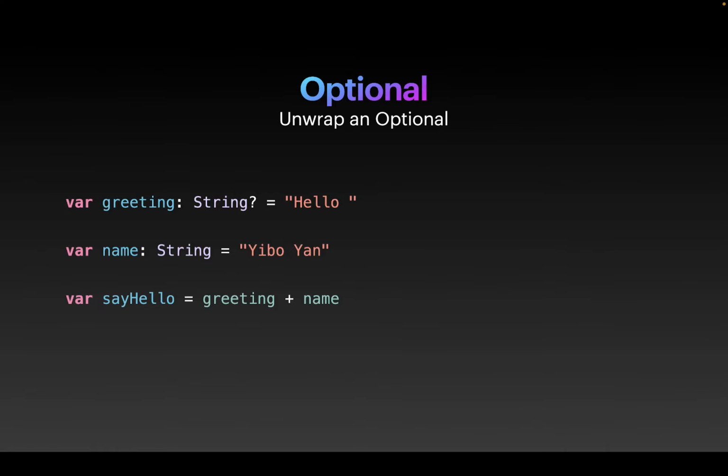What I mean by unwrapping an optional is how we actually use the data wrapped inside the optional. Take a look at this example. We have a variable named greeting, which is an optional string. But we have a name, which again is a string instead of an optional string. It's just a string.